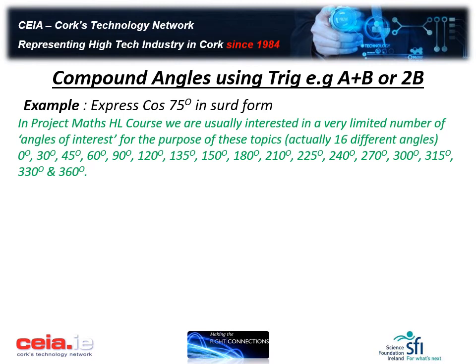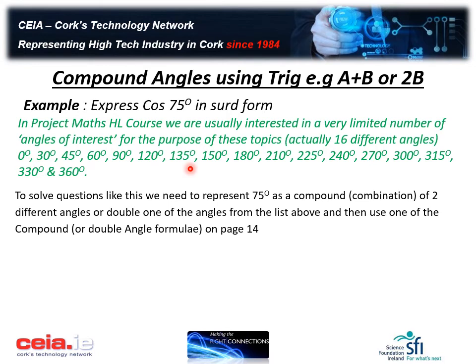Now, you will remember it's a strange angle. You'll remember that we talked earlier about how, in these kinds of topics, we predominantly deal with 16 angles of interest, I think I called them. And they are 0, 30, 45, 60, 90, 120, 135, 150, and so on. Actually, there's 17 angles here, but 0 and 360 are essentially the same angle. And so it would be strange for us to be asked to do something with 75 degrees. And of course, the key to this question is that we need to represent 75 degrees as some kind of combination of 2 different angles from this list.